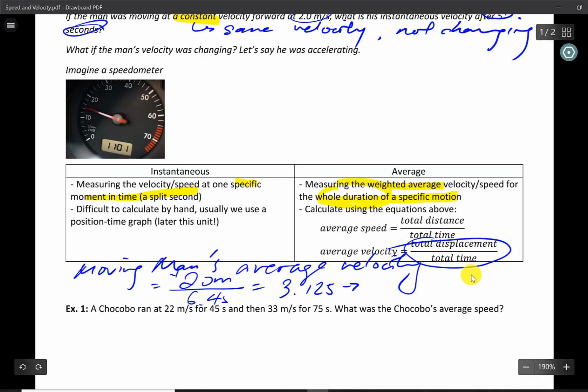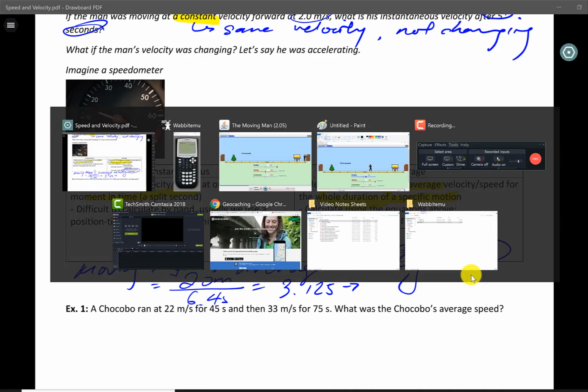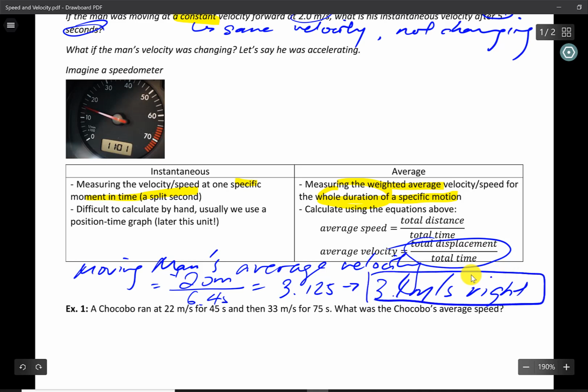3.125. We round that to 3.1 because that's what the PhET simulation shows us for the time. That gives us 3.1 meters per second to the right. And notice I included the directions. So this is how you would calculate the average velocity.